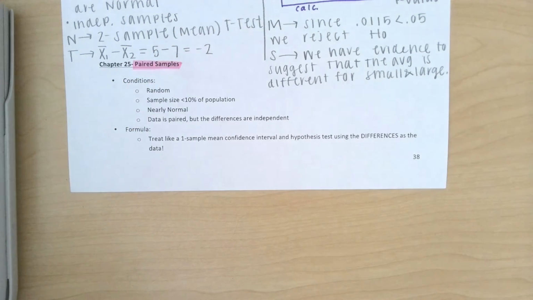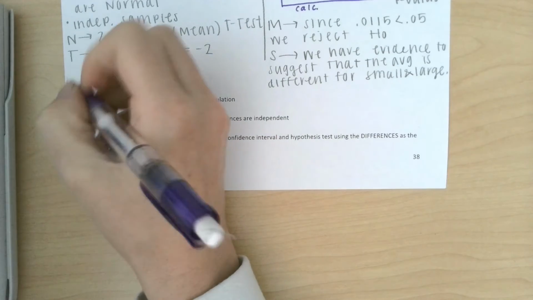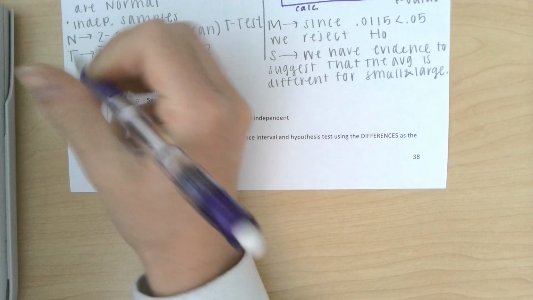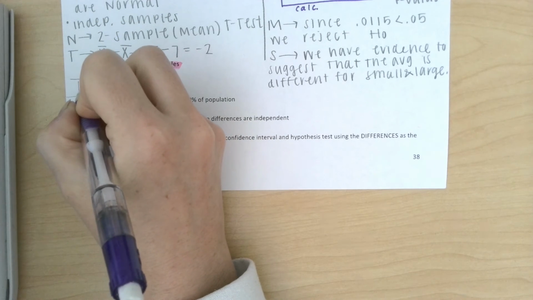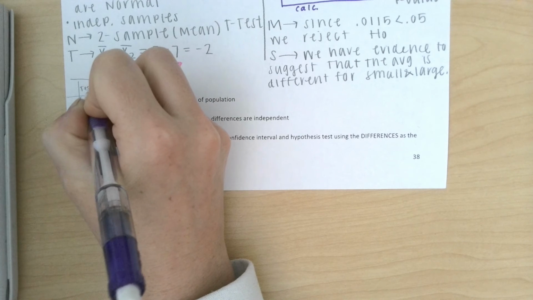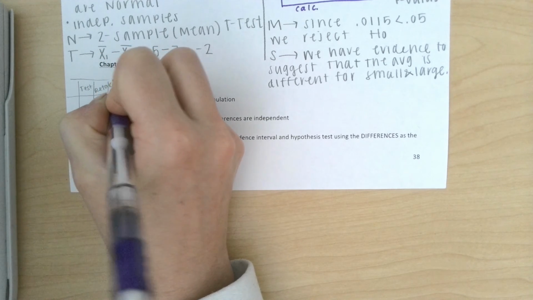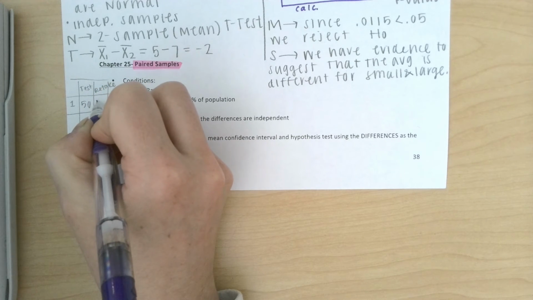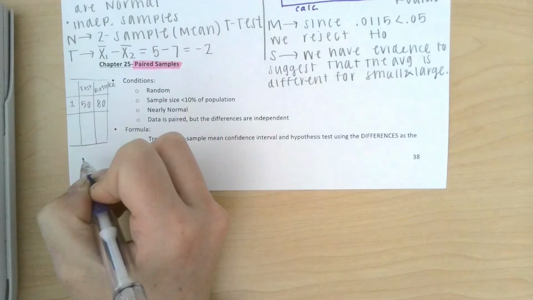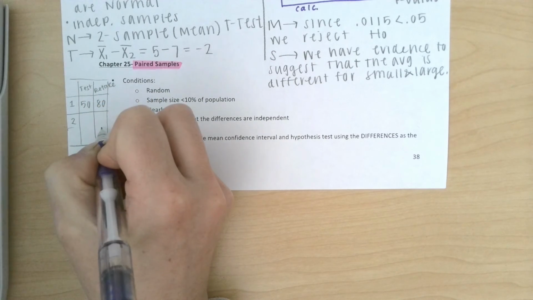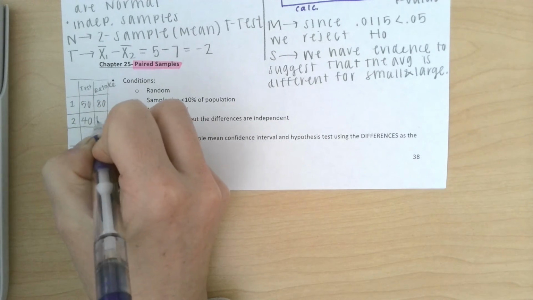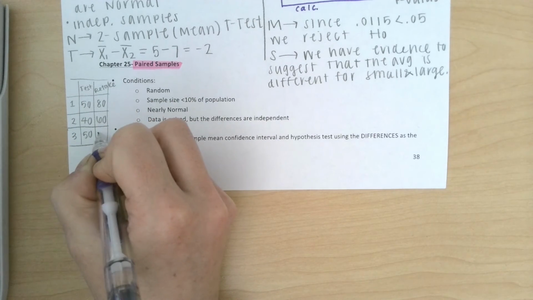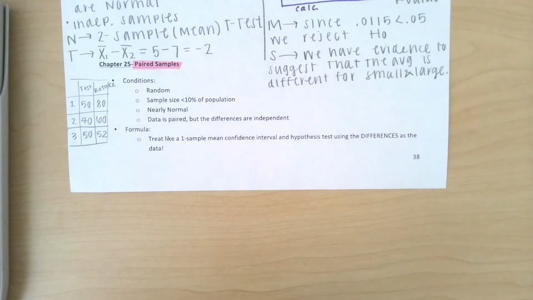So paired samples typically are given to you in a table. So I'm just going to squeeze an example in over here. So maybe I would have, I don't know, like the original test and then the retake score. And I would look at people, so maybe this is person 1, they got a 50 on the test and then an 80 on the retake. Then person 2 got a 40 on the test and a 60 on the retake. Person 3 had a 50 on the test and a 52 on the retake.